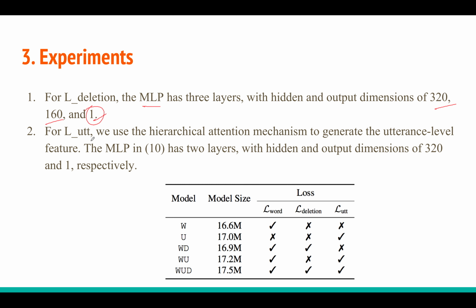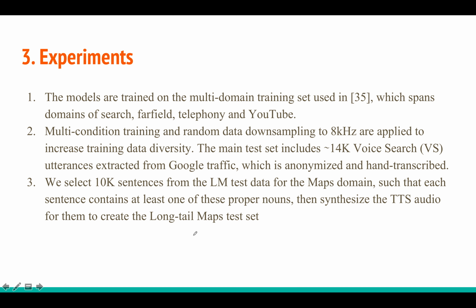Similarly, the L utterance also has two MLP layers with hidden dimension 320, and you want to predict 1 because you are predicting the confidence estimation for the entire sentence. So it's either 1 or 0, or it can be in between also. If it is 0.5 or 0.9, you can say the utterance confidence is 0.9, right? So the output is 1 for L utterance and L deletion. These are the different models for which they have computed the accuracy.